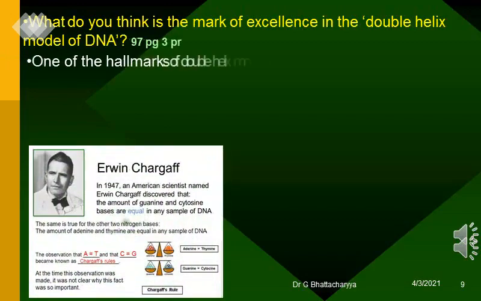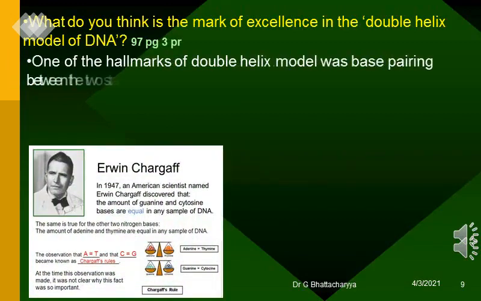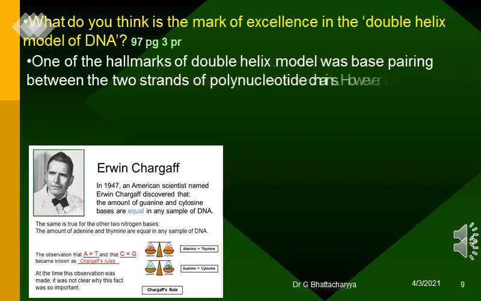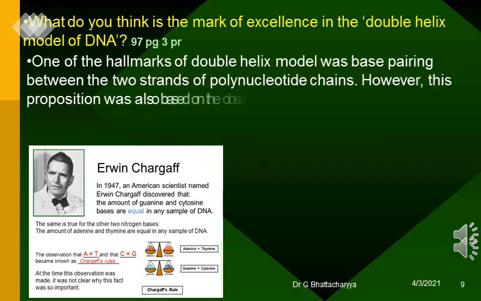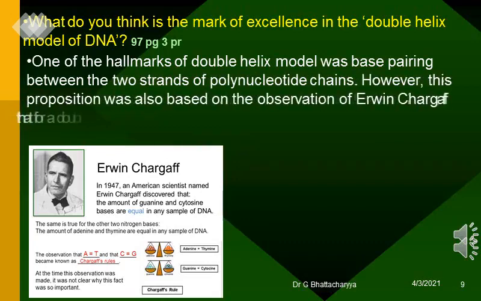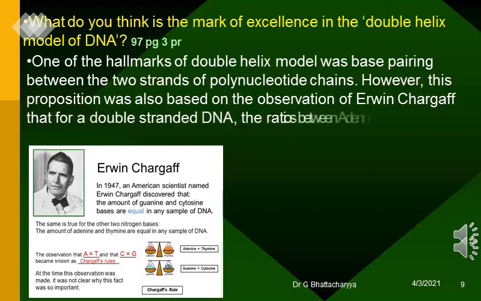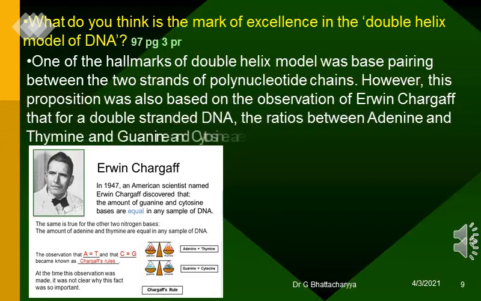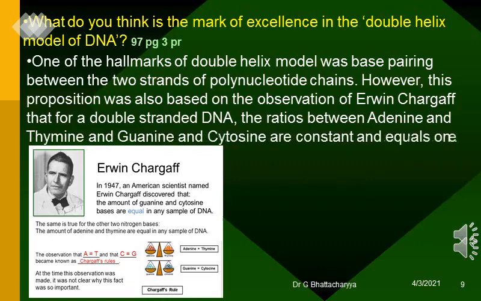What do you think is the mark of excellence in the double helix model of DNA? One of the hallmarks of the double helix model was base pairing between the two strands of polynucleotide chains. However, this proposition was also based on the observation of Erwin Chargaff that for a double-stranded DNA, the ratios between adenine and thymine and guanine and cytosine are constant and equal to 1.